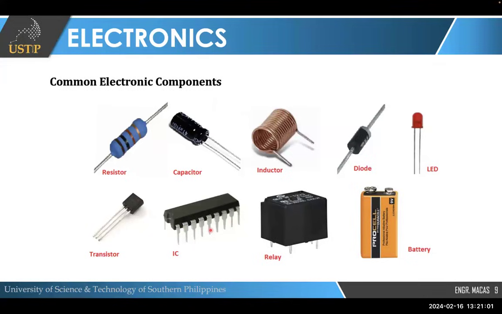There are different kinds of IC, some with 6 legs, some with 12, some with 16. If you read the data sheet of an IC and check the circuit inside, there are many circuits inside. Then we have relay, and battery. So there are many electronic components, but these are the most common ones.